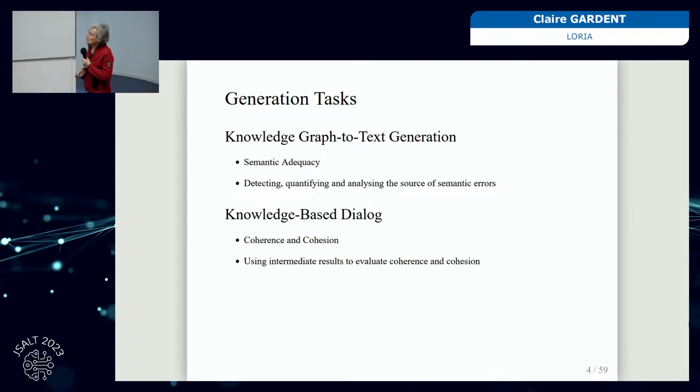And I will look at two types of conditional generation tasks. The first one is knowledge graph to text generation, where the task is you have as input a knowledge graph, and as output you want the model to generate a text that verbalizes the content of that graph. And here I will focus on semantic adequacy because you want the output text to match the content of the input. So there should be a sort of semantic equivalence between the two.